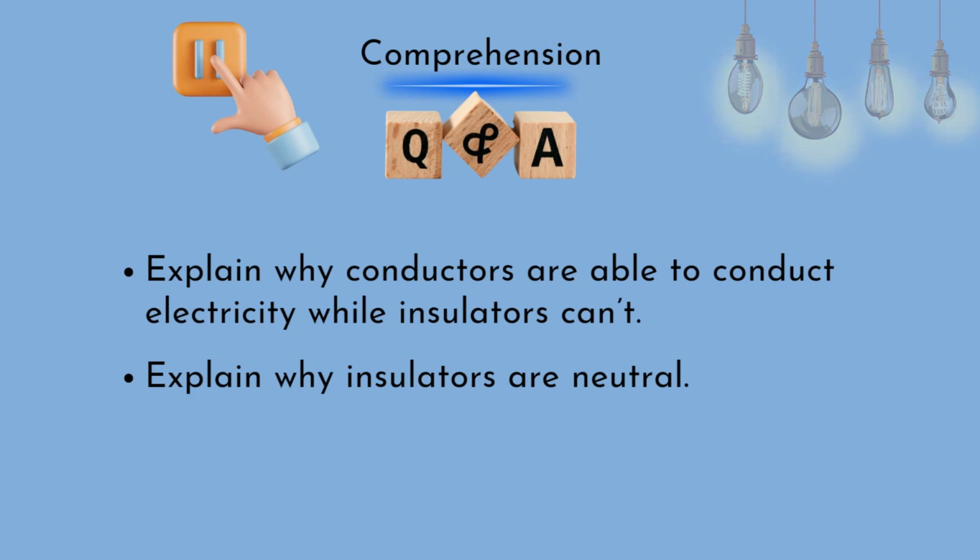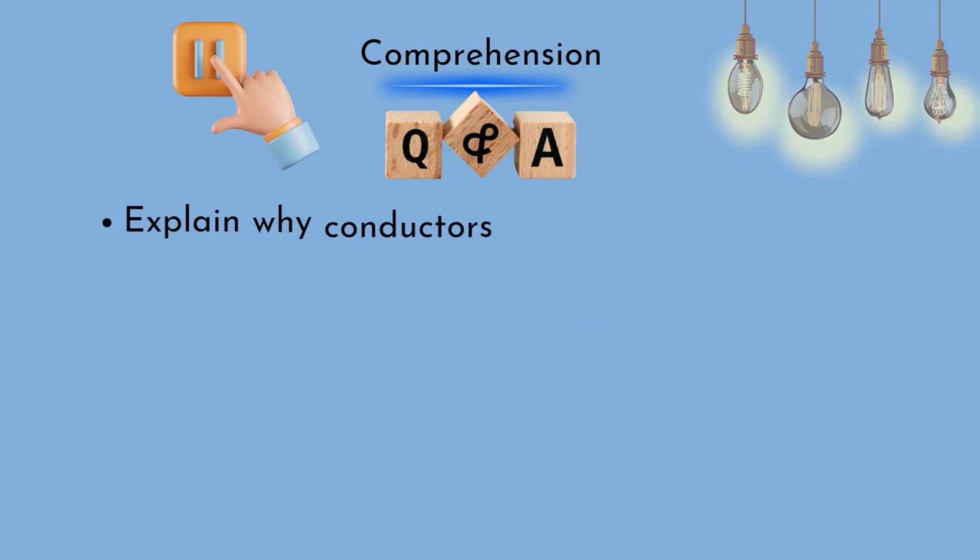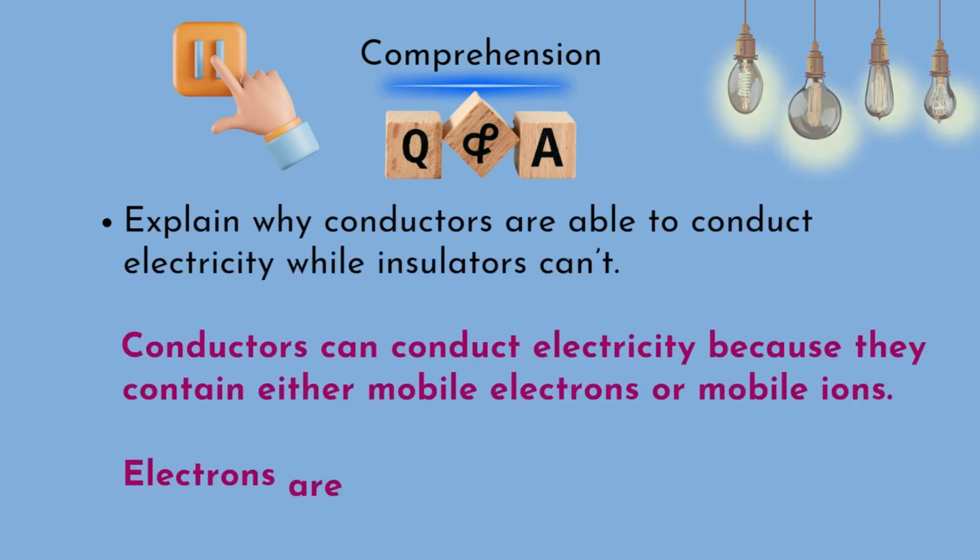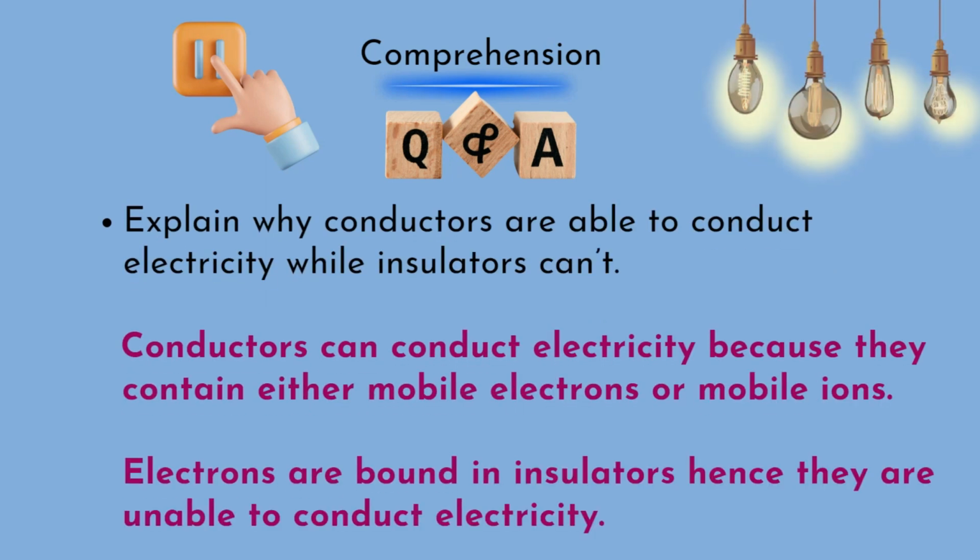Comprehension. Explain why conductors are able to conduct electricity while insulators can't. Explain why insulators are neutral. You may pause this video to answer these questions. Conductors can conduct electricity because they contain either mobile electrons or mobile ions. Electrons are bound in insulators, hence they are unable to conduct electricity.